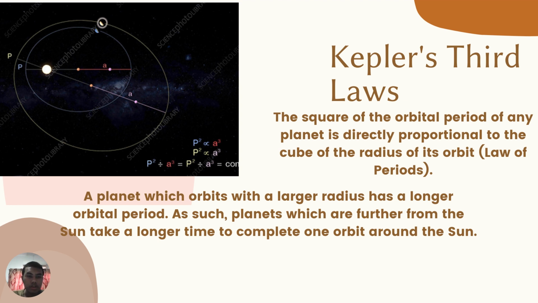A planet which orbits with a larger radius has a longer orbital period. As such, planets which are further from the Sun take a longer time to complete one orbit around the Sun.